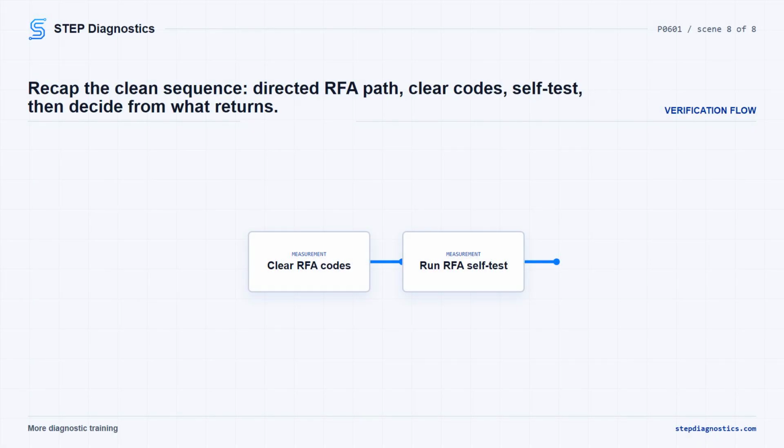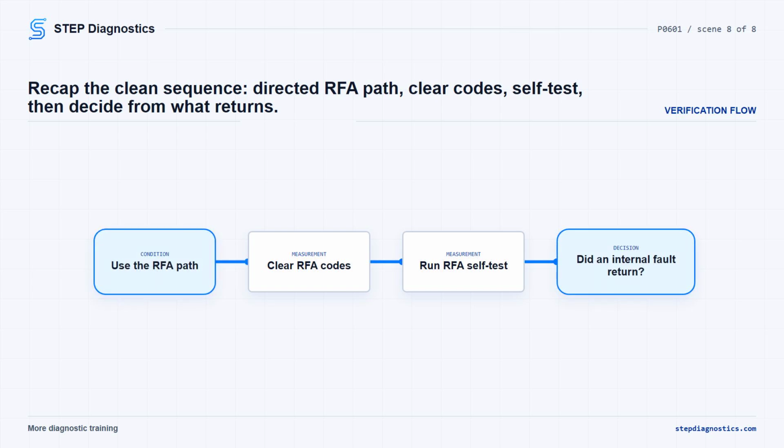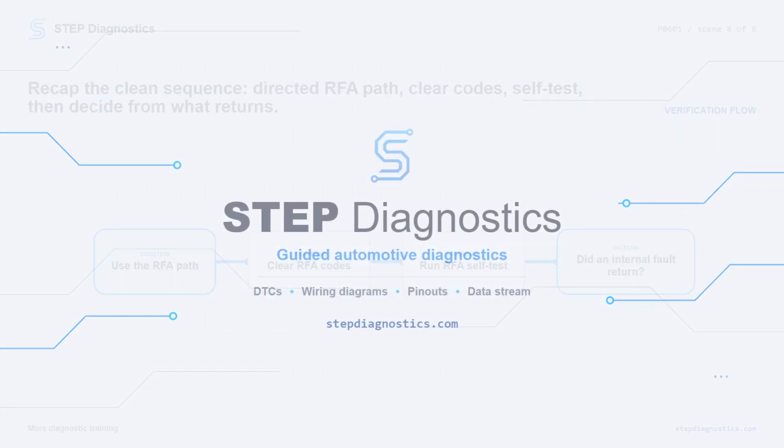After any action taken, verify the repair by confirming the RFA self-test completes and the code stays gone. The takeaway is simple. For P0601 in the RFA, follow pinpoint test H, clear the RFA codes, self-test the module, check for applicable forward service action if the internal fault returns, and only then follow the directed RFA module repair path.